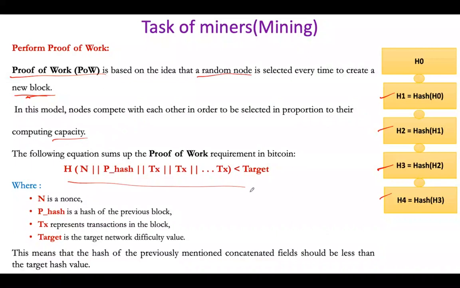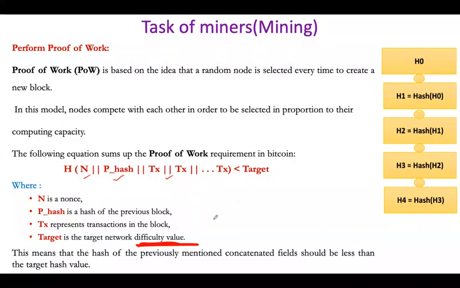The equation that sums up this proof of work requirement in Bitcoin is: the hash of the previous block hash, followed by the nonce and the transactions in that block, must be less than the target. Here n is your nonce, this is the previous block hash value, these are the transactions, and target is the network difficulty value for doing the mining.